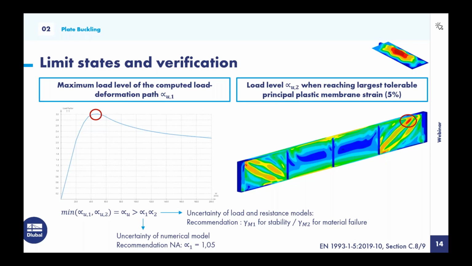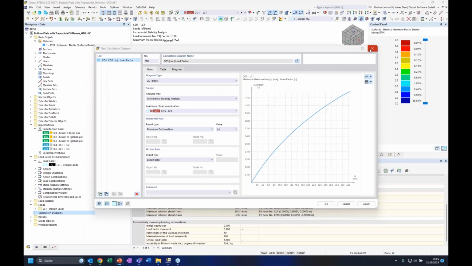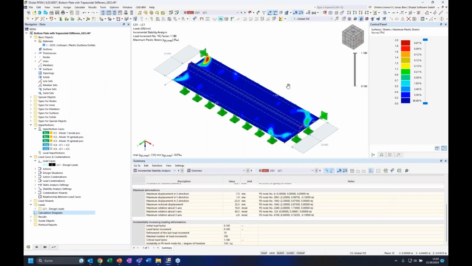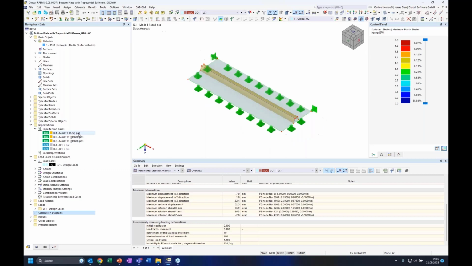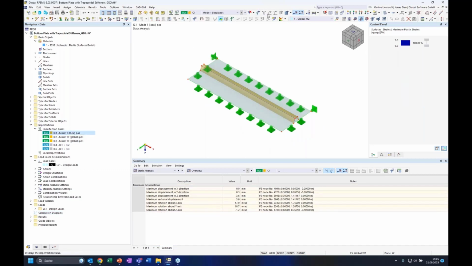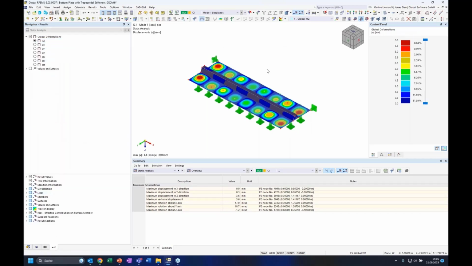So in this case, my structure could be safely designed for buckling and basically all other influences as well. Of course, we have now only checked the first eigenshape as mode shape affine imperfection. I can also show you how that looks.